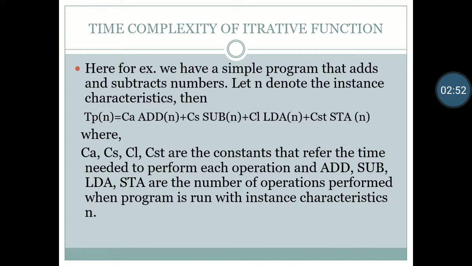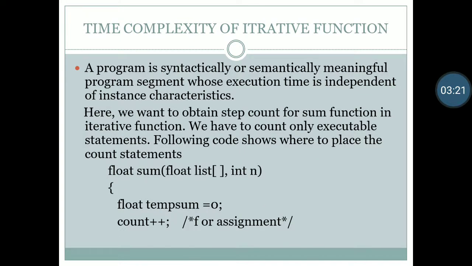each operation. CA denotes the time for an add operation, CS the time required for subtract operations, CL denotes the LDA operations, and CST the STA operations. Here add, sub, LDA and STA are the numbers of operations performed when the program is run with instance characteristics n. A program step is a syntactically or semantically meaningful program segment whose execution time is independent of instance characteristics.